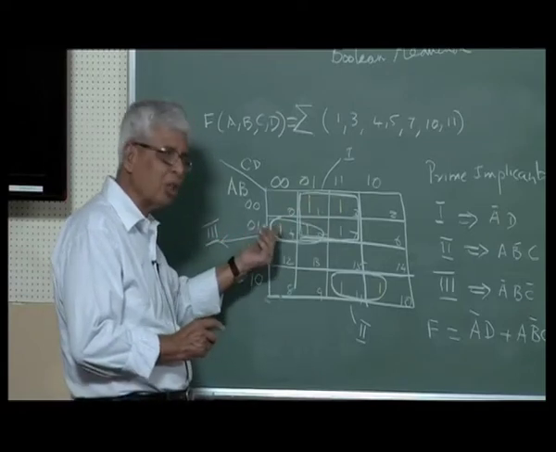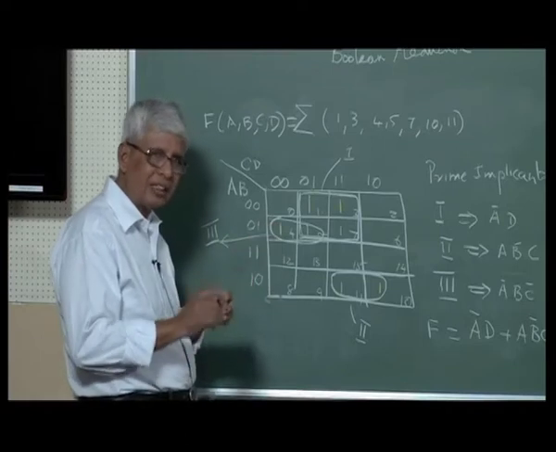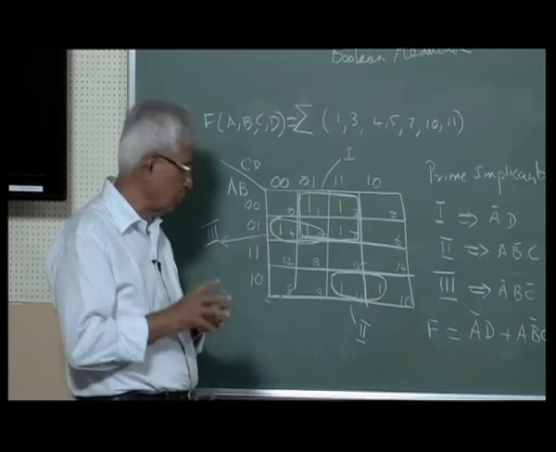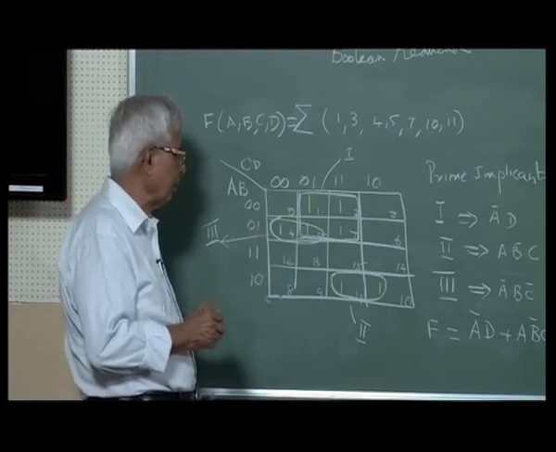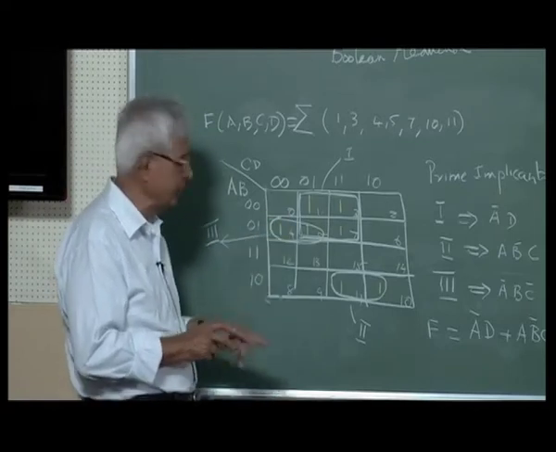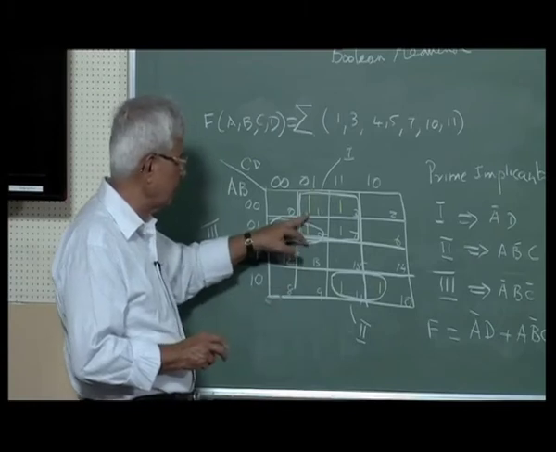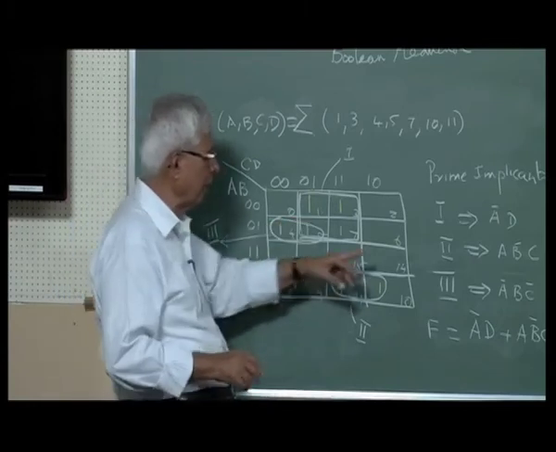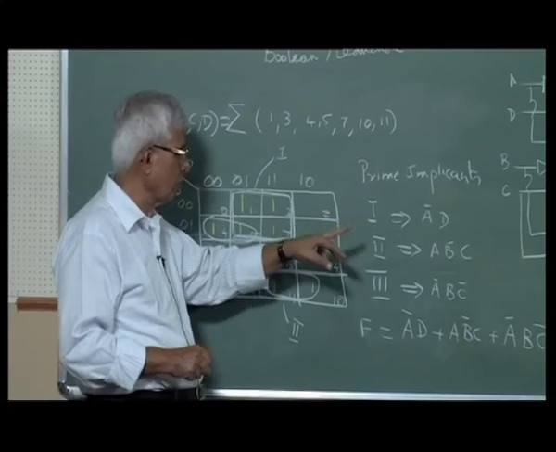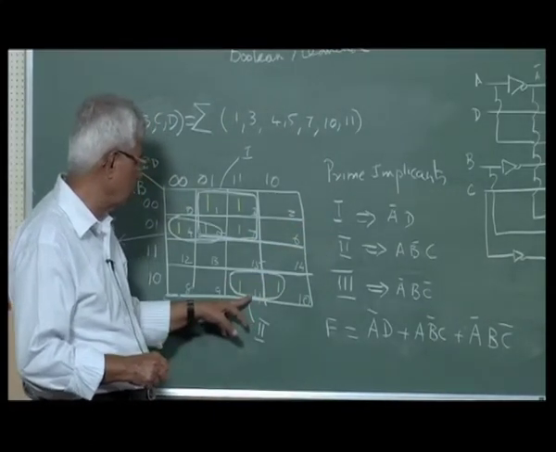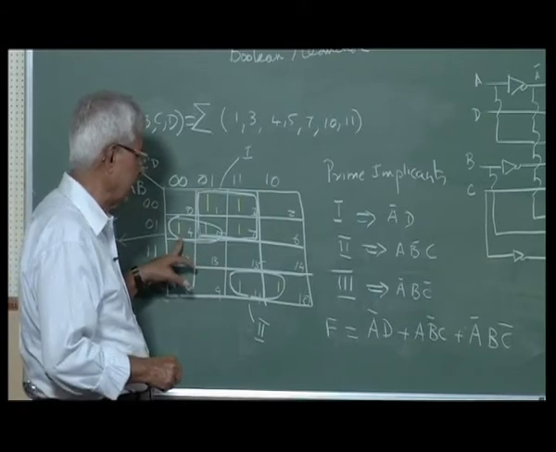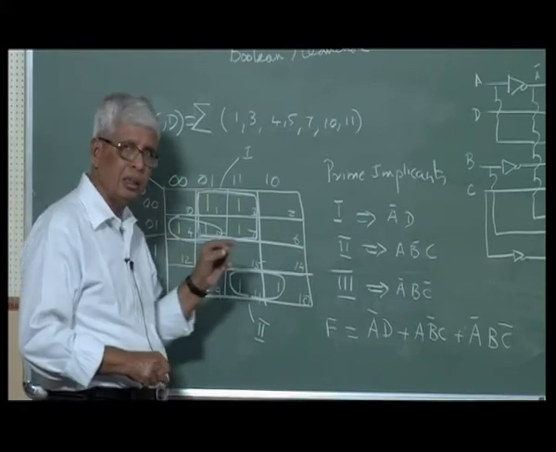At the same time, you can cover more than once, provided it is going to reduce the final expression. Now, everything, as I told you, is a prime implicant. There are 3 prime implicants: 1, 2 and 3. A bar D is a prime implicant. A, B bar C is a prime implicant. The third is A bar B, C bar.